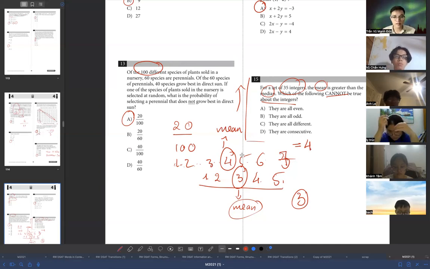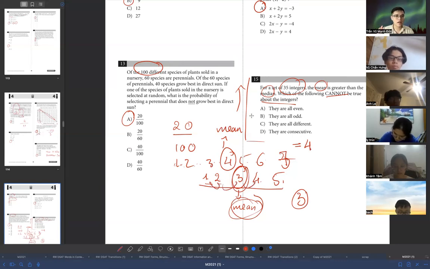But look, the mean and the median are the same when the numbers are consecutive. Consecutive meaning it's sequential: 1, 2, 3, 4, 5; 1, 2, 3, 4, 5, 6, 7, 8. They follow each other by a fixed difference. It skips one, skips one, skips one.